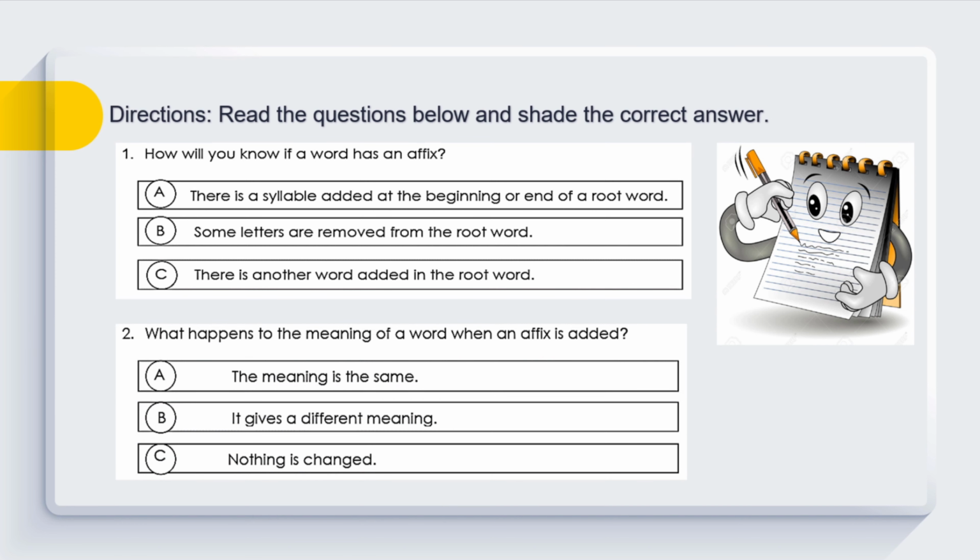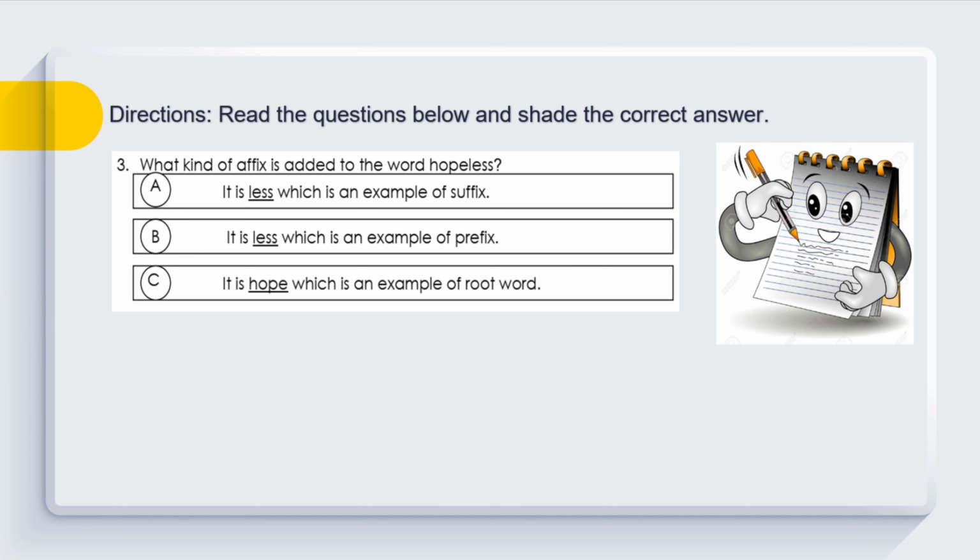2. What happens to the meaning of a word when an affix is added? A. The meaning is the same. B. It gives a different meaning. C. Nothing is changed. 3. What kind of affix is added to the word hopeless? A. It is less, which is an example of suffix. B. It is less, which is an example of prefix. C. It is hope, which is an example of root word.